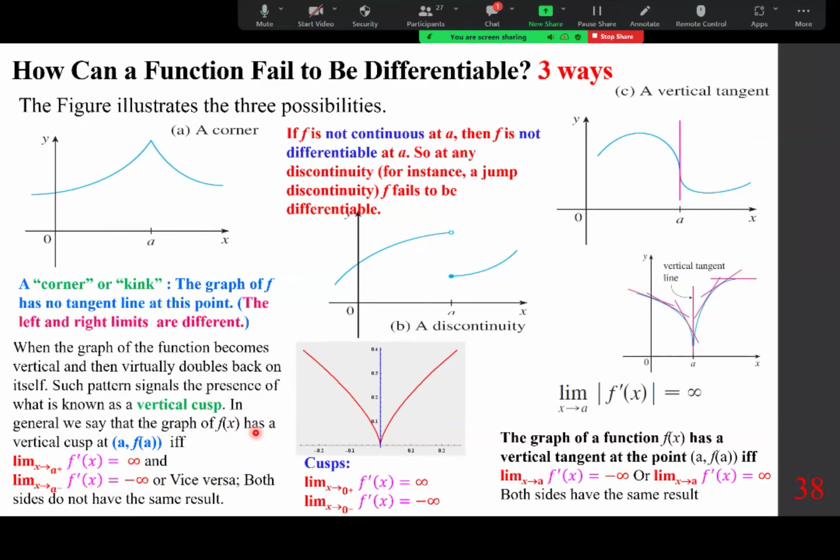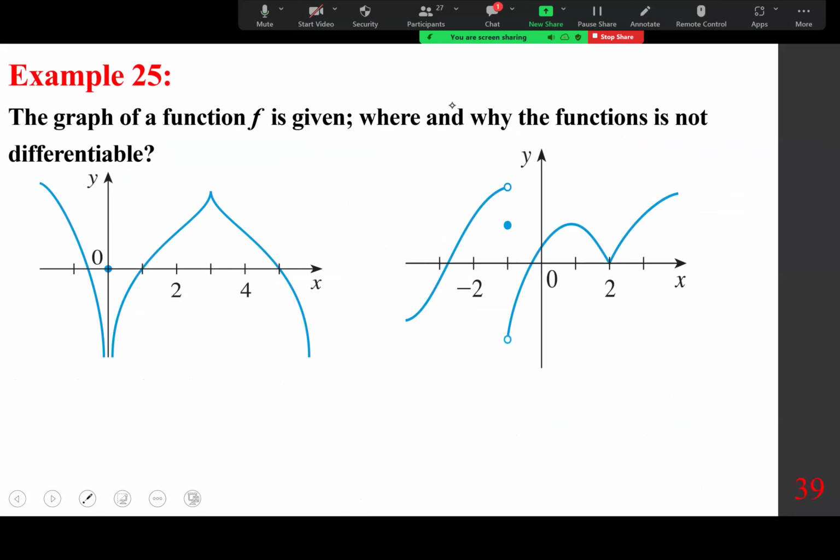Okay, both sides do not have the same result. Vertical tangent line, both sides are either positive or negative. Cusp, one side is negative, one side is positive. The most important thing is that the function fails to be differentiable. That's all you need to know. So for example, the graph of a function f is given, and we want to know where and why the function fails to be differentiable. Let's start with this one. At x equals 0, clearly we have a discontinuity and therefore it fails to be differentiable. And this is number 3.